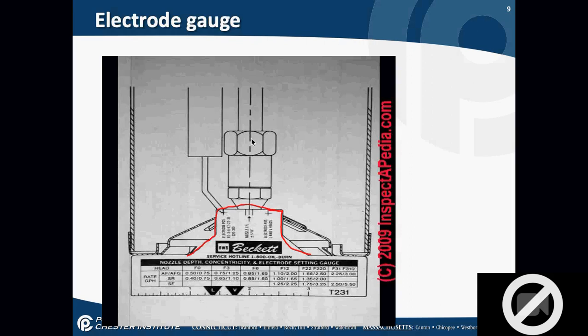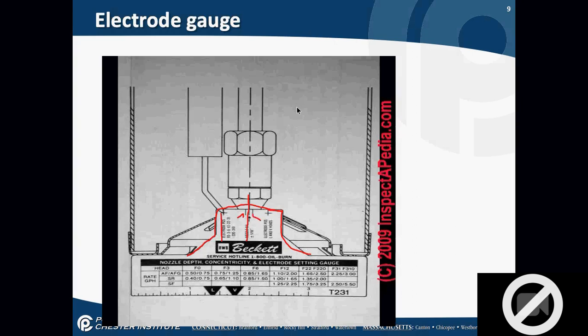When you're looking at a side view of your oil burner, your electrodes have to be a certain distance over the center line that I just drew in there. That's to keep them in the cone of the oil spray. Then you put this between the two electrodes, and the electrodes have to line up to that line and that line.